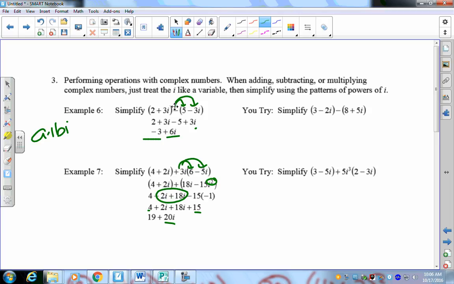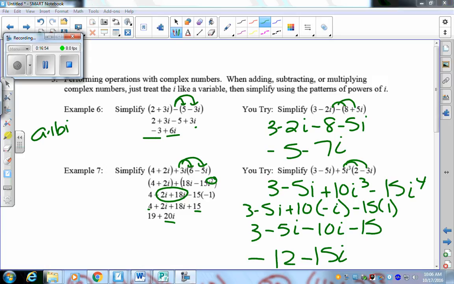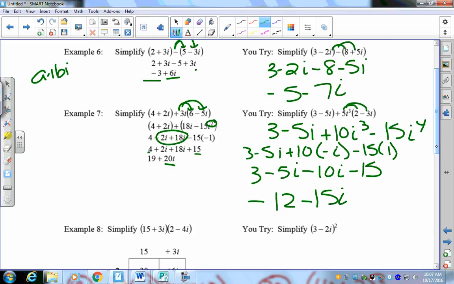All right, try the next 2 problems. I'm going to pause the video. Try those 2 you-tries on your own. All right, and take a look in the first one. I distributed a negative through, combined my like terms, and I was left with negative 5 minus 7i. In my second one, I distributed 5i cubed, which gave me 10i cubed minus 15i to the 4th. i cubed is the same thing as negative i, and i to the 4th is the same as positive 1. So I ended up with 3 minus 5i minus 10i minus 15. So I combined my like terms and got negative 12 minus 15i.